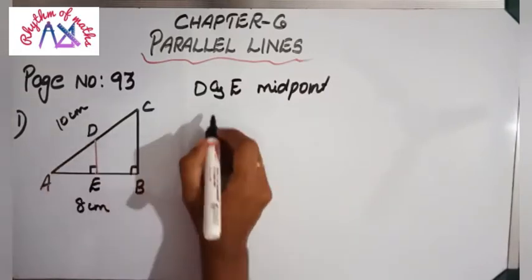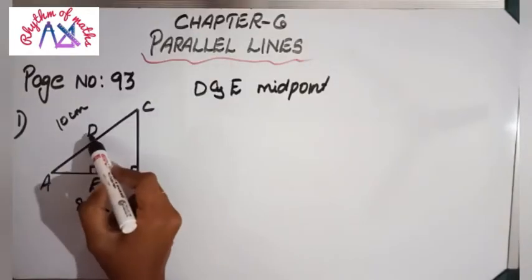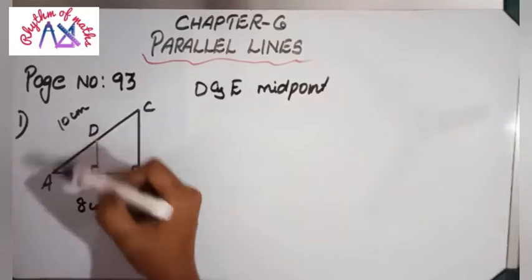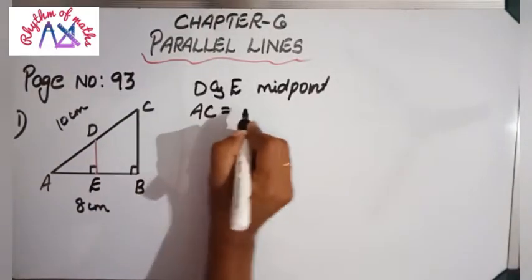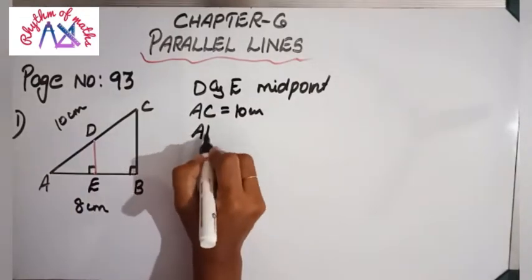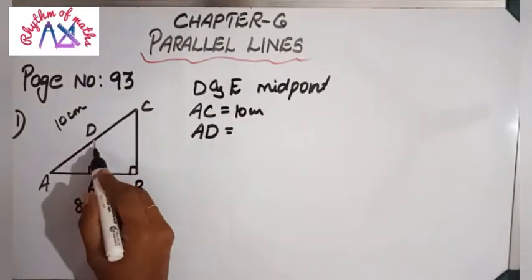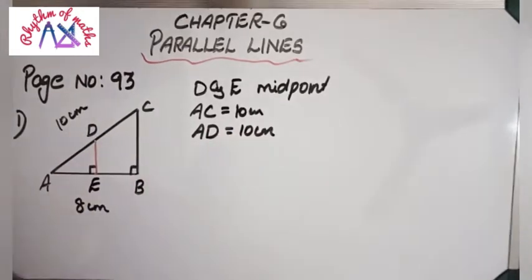First let's find AD. If D is the midpoint of AC, then towards this side and towards this side will be equal. So total AC equals 10 centimeter. Then AD will be what? D is the midpoint, therefore it will be half of 10 centimeter, that is 5 centimeter.